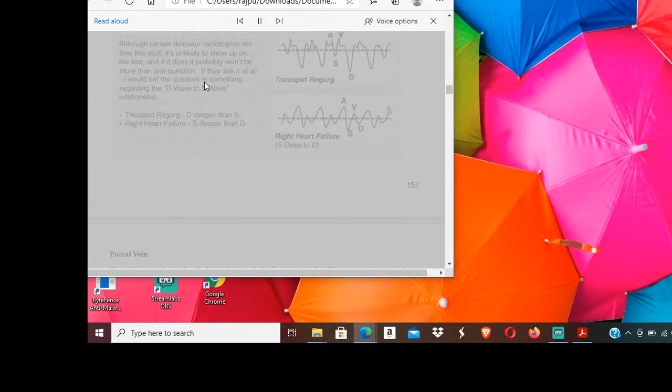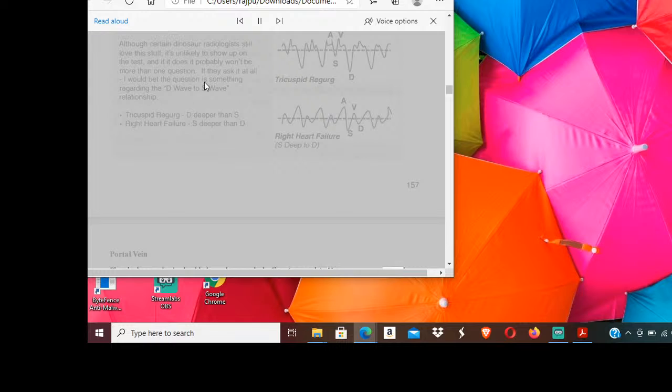AV. Tricuspid regurg. Right heart failure, S deep to D. Portal vein flow in the portal vein should always be towards the liver, antegrade.